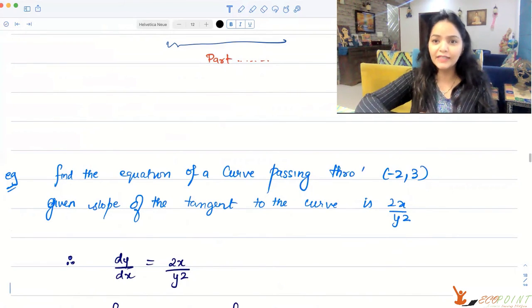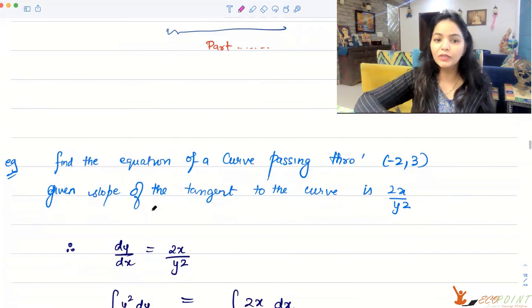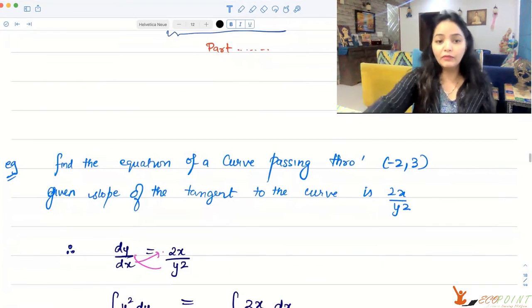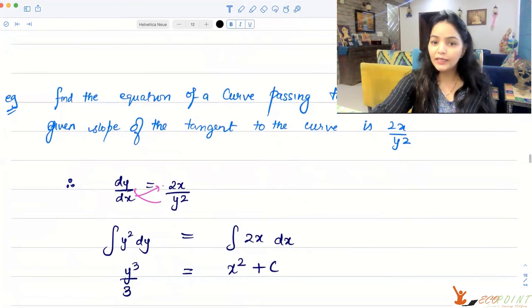Clearly, I have segregated the function in terms of x and y, so I can clearly separate. So this is a variable separable case again. You can put the x terms together and the y terms together. And what we shall be getting is we'll integrate y squared dy and we'll integrate 2x dx.